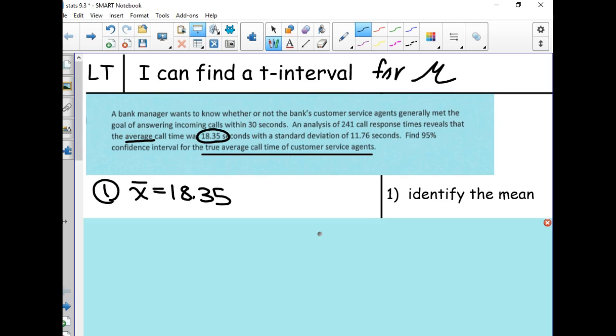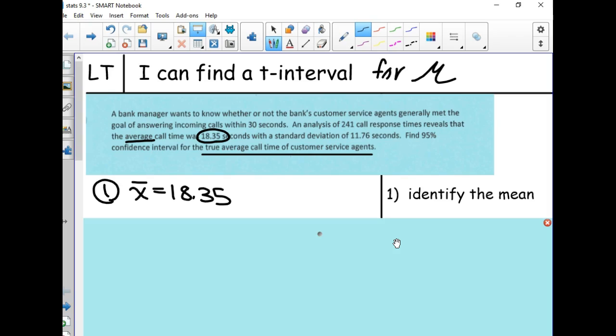Just finished talking about the mean, and the mean is x bar. The mu is the true mean. The x bar is the mean for that sample of 241 callers. So already, call response times are taking 18.35 seconds on average based off that sample.